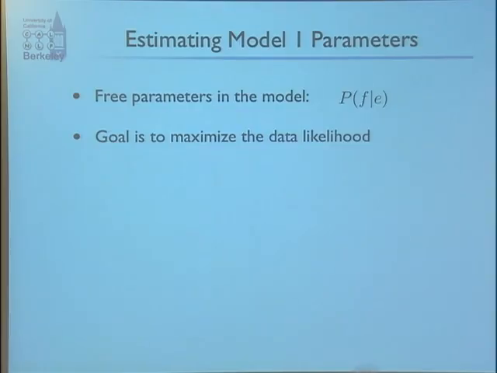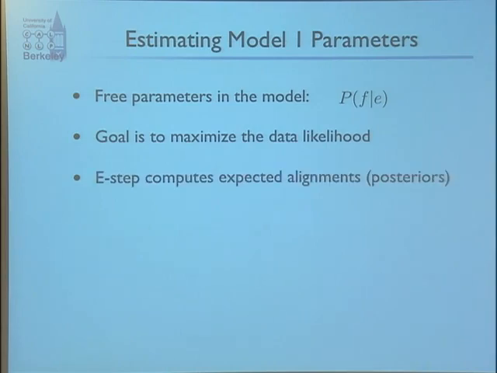The free parameters of the model are these probability of the foreign word conditioned on the English word. And the goal is to maximize our data likelihood. It's to maximize what's the probability that this foreign sentence is generated from this English sentence. Because I see it there, I need to be able to explain why it's there. So here's how it decomposes.